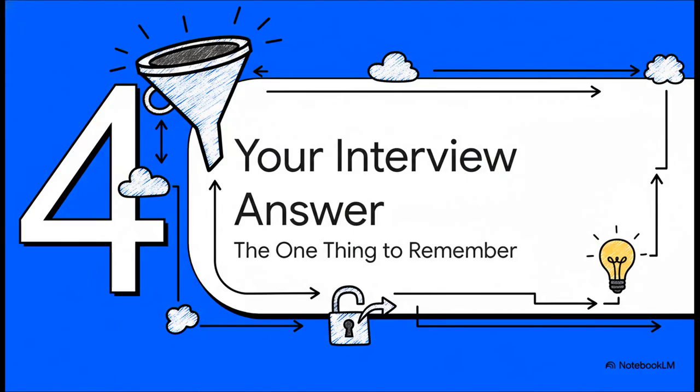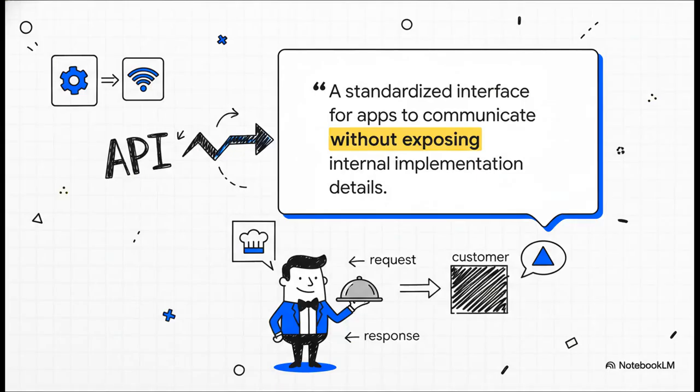Okay, we have covered a lot of ground, but if you need to boil it all down to one single perfect sentence to remember, maybe for that interview, this next slide is exactly what you need. Here it is. An API is a standardized interface that allows software applications to communicate with each other by exchanging requests and responses without exposing internal implementation details. That last part is the golden nugget. That's the whole "don't go in the kitchen" idea, put into one professional sentence.